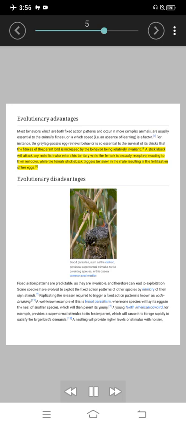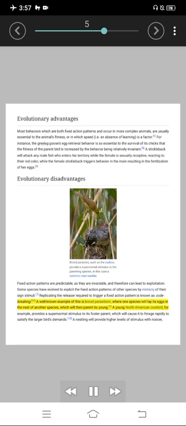A stickleback will attack any male fish who enters his territory while the female is sexually receptive, reacting to their red color, while the female stickleback triggers behavior in the male resulting in the fertilization of her eggs. Evolutionary disadvantages. Brood parasites, such as the cuckoo, provide a supernormal stimulus to the parenting species, in this case a common reed warbler. Fixed action patterns are predictable, as they are invariable, and therefore can lead to exploitation. Some species have evolved to exploit the fixed action patterns of other species by mimicry of their sign stimuli. Replicating the releaser required to trigger a fixed action pattern is known as code breaking.